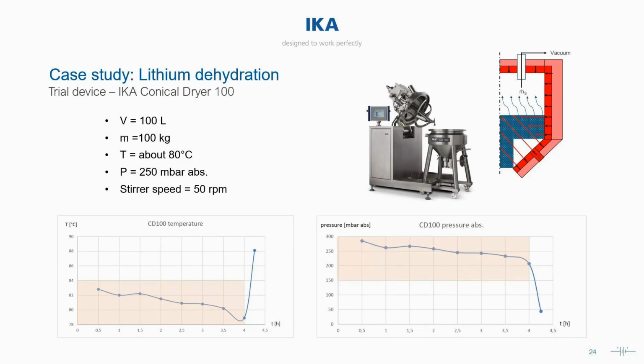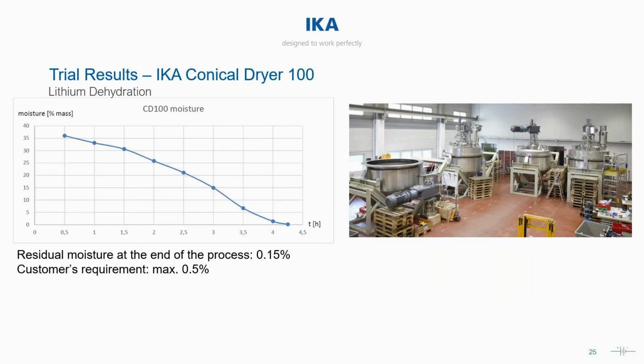And this was corroborated by our final test results from sampling the material. Around half an hour in, we had about a 35% by mass moisture, and right around hour 4, we actually exceeded the customer requirement with 0.15 mass percent of moisture remaining when our criteria was 0.5.